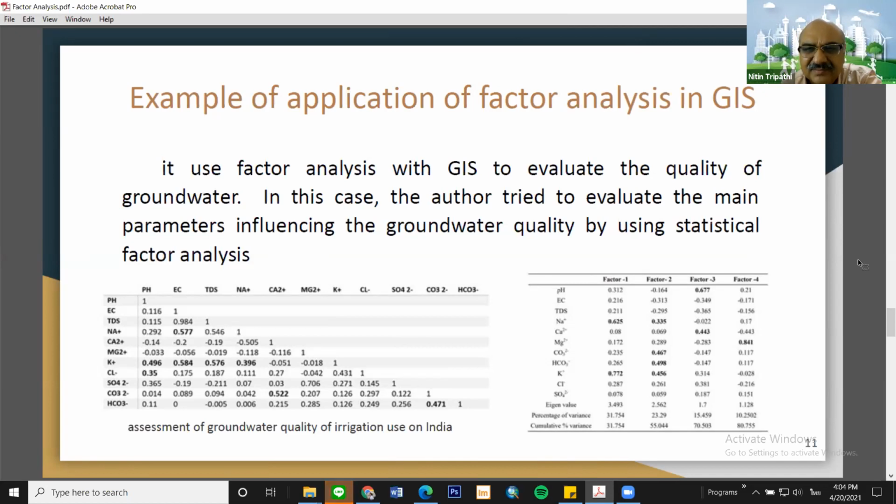Bilawan? In my paper, there was something called PCA, principal component analysis. It is to reduce the variables. Okay, very good.